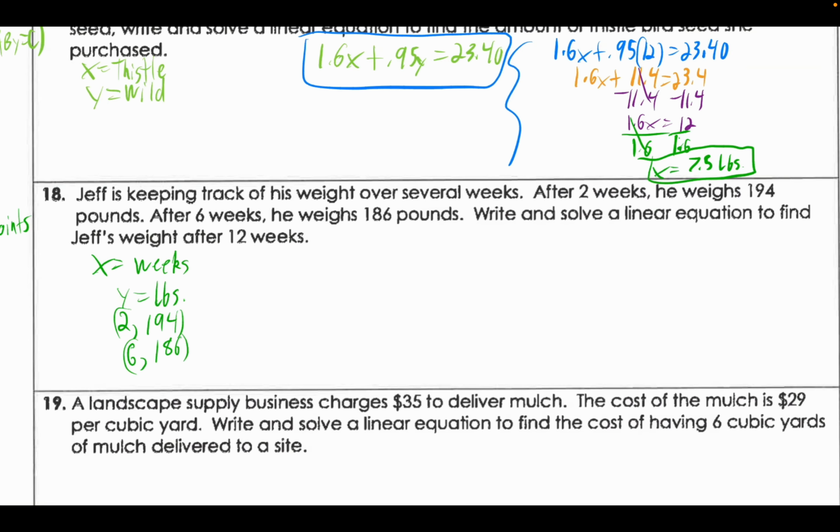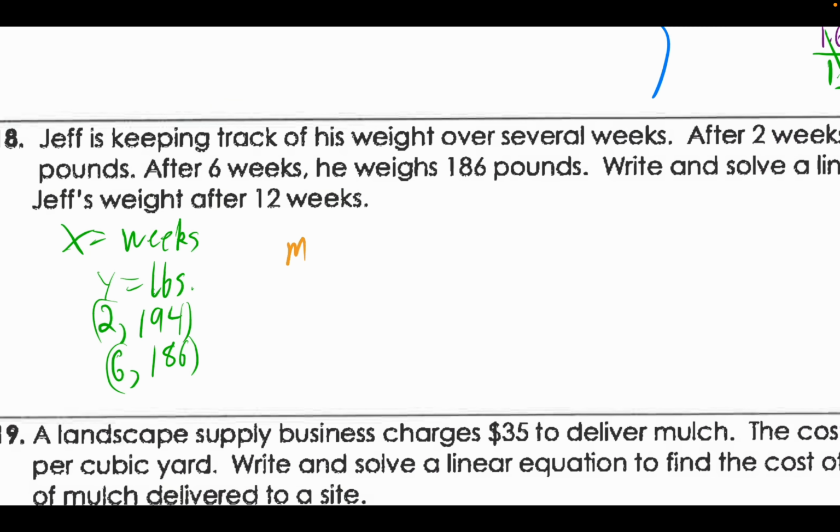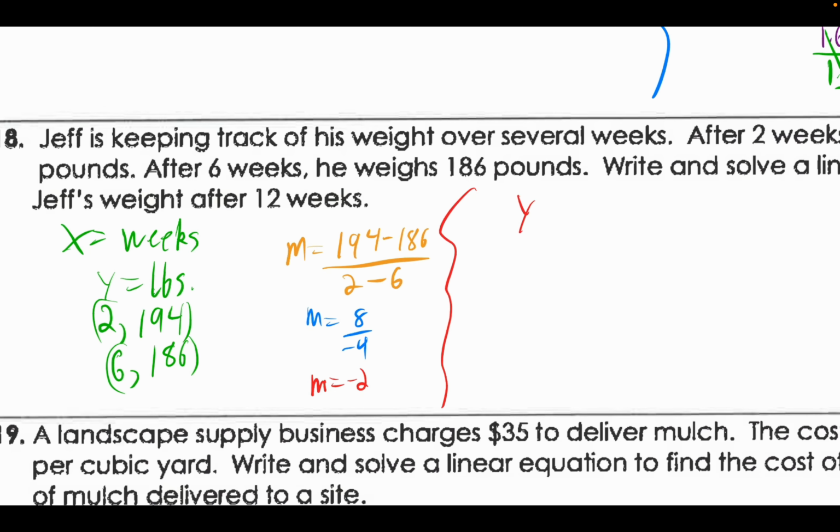And so now I go ahead and try to find the slope of these, and I do m equals 194 minus 186 over 2 minus 6. So I'm going to end up getting 8 over negative 4, which is negative 2. This being negative makes sense because Jeff is losing 2 pounds per week. So I pick one ordered pair to plug in. I'm going to pick the one with the smaller y value because I guess that just sounds better to me.